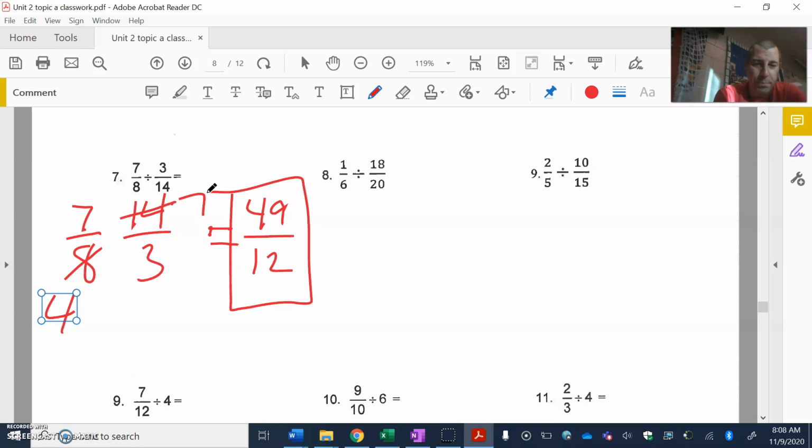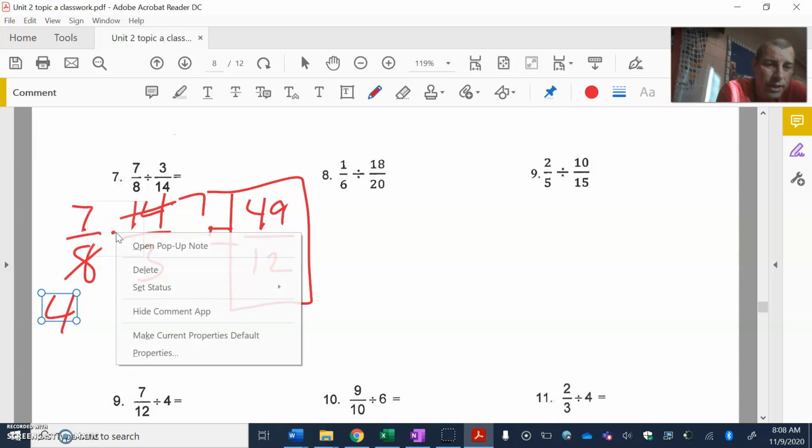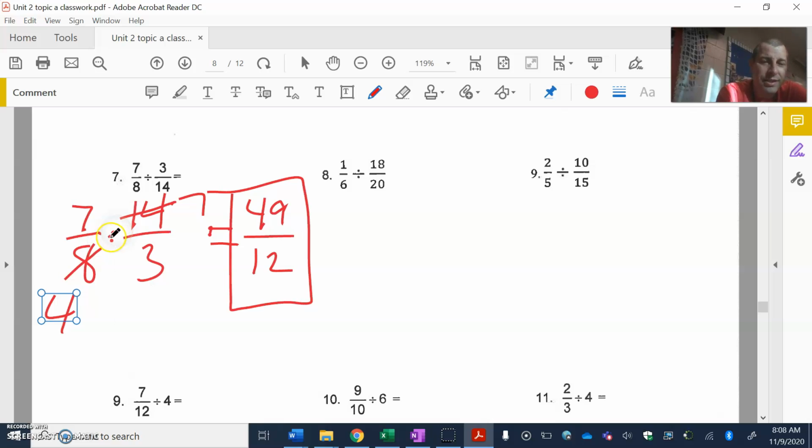Again, rewrite the problem. Sorry, I lost my dot there for multiplication. There we go. And then I flip that second fraction. So that's the thing that we're watching for today. And if you need to, look back at yesterday's, because there are a lot of similar ideas there.